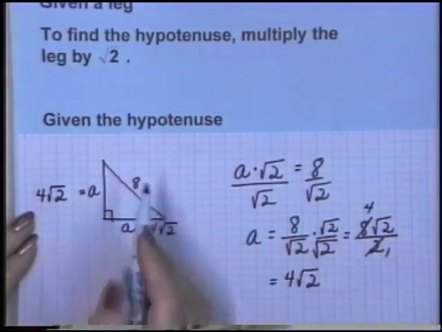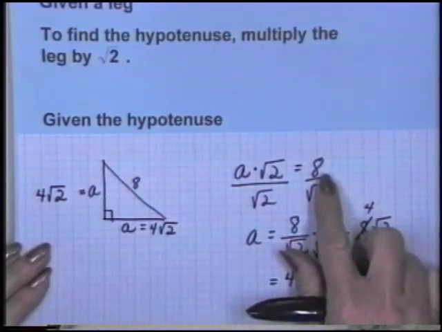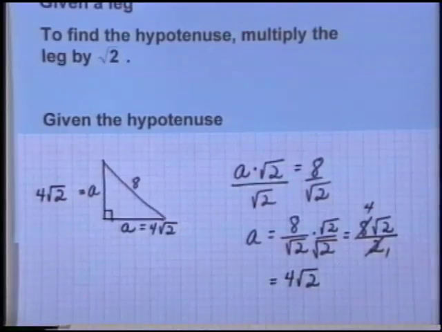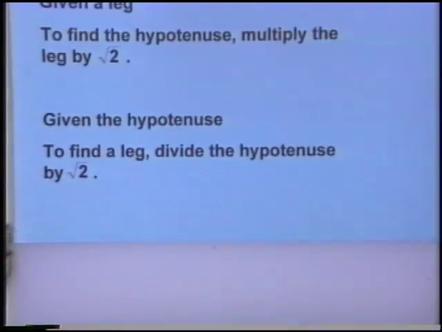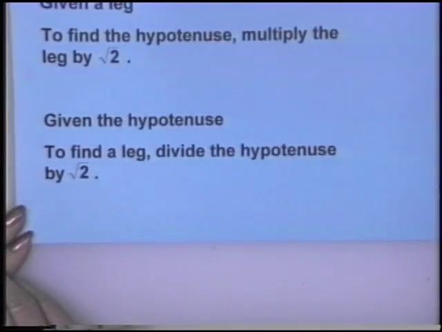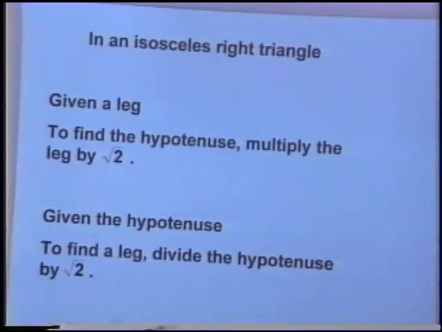Now look at what I did though. I was given the hypotenuse. How did I find this leg? I took the hypotenuse and I divided by the square root of 2, didn't I? And so that is what you do when you're given the hypotenuse. To find the leg, divide the hypotenuse by the square root of 2, and then of course once you've found one leg, you know the other leg. Now let's apply these rules to two problems.